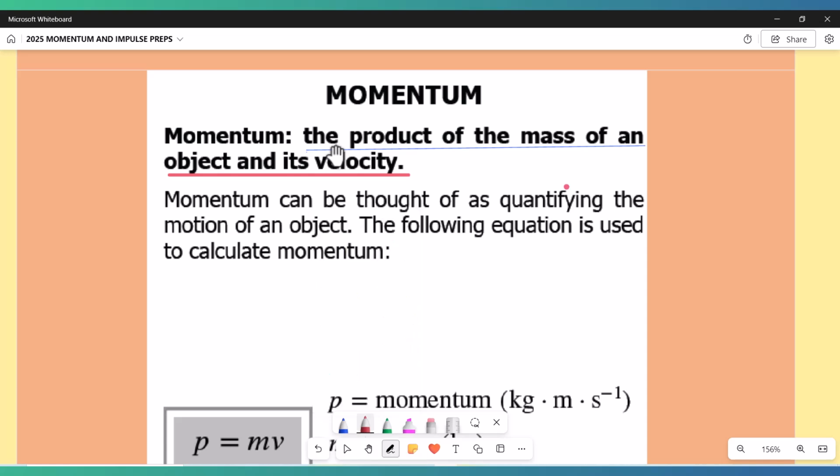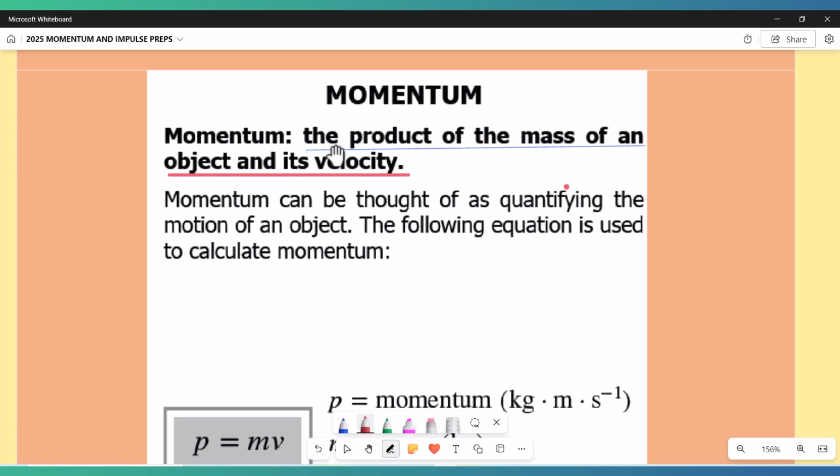So in other words, momentum can be thought of as quantifying the motion of an object. Let me explain something here. If we have a big bus, maybe carrying 52 people, and then a quantum, maybe carrying 20 people or 27 people, the bus carrying 52 people is not easy to turn when you're turning a corner, if they have the same speed.